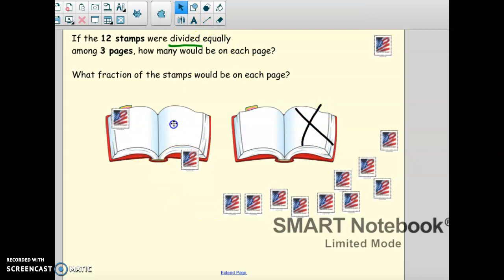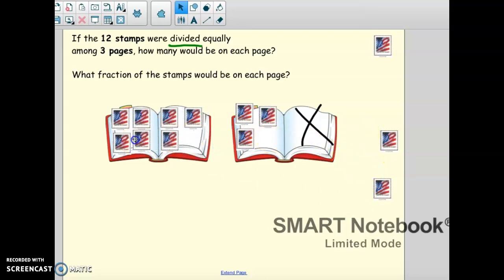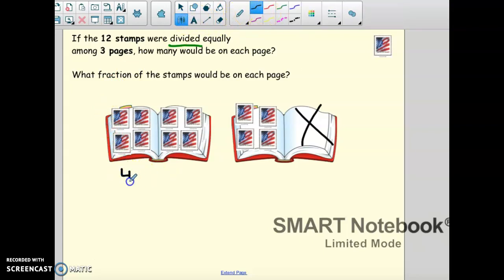So I need 1 for each page, and we're just going to go in order, just like when you did division earlier in the year and you wanted to make sure that you were making equal groups. So you take your time and you make sure that you're evenly sorting. I have 3 pages left and 3 stamps left, so I'm able to sort one more round. Now I can see that I have 4 stamps on each page, but I want to know what fraction of the stamps would be on each page. So 4 stamps are on each page out of the 12 stamps in our collection in all. So the fraction of stamps per page is 4/12.